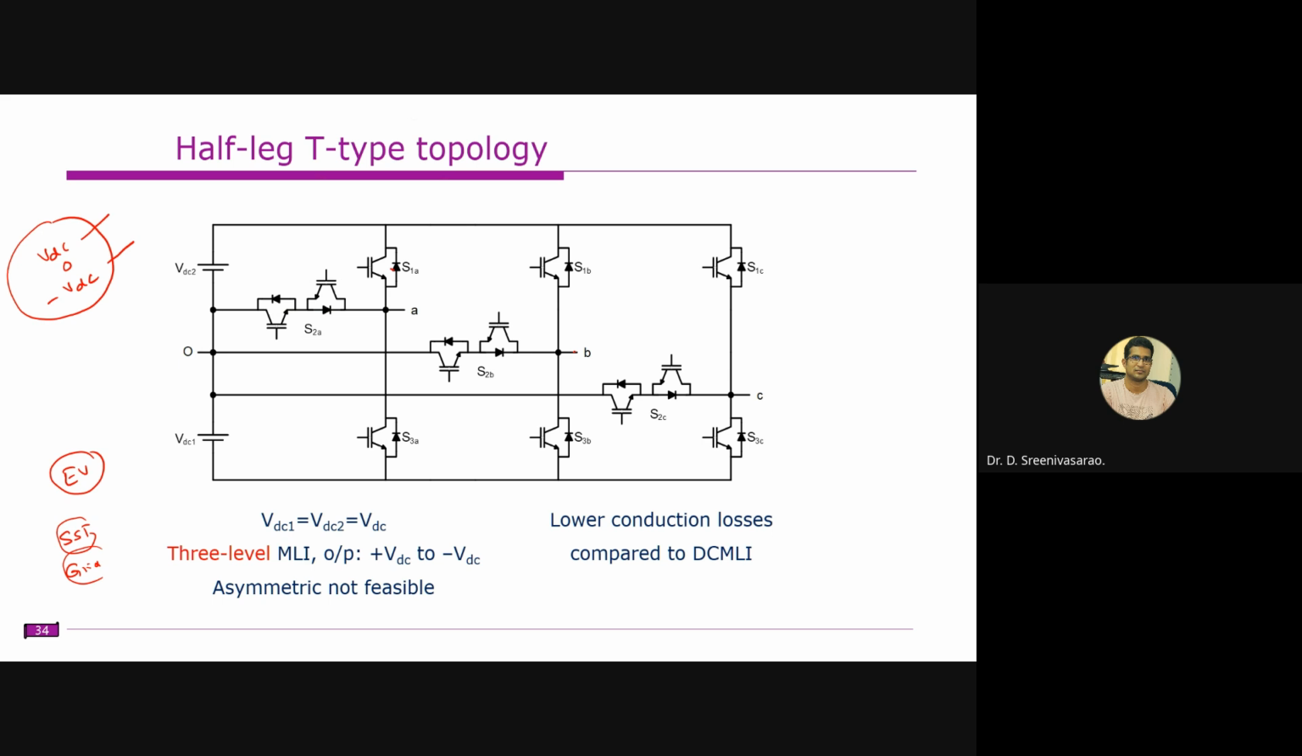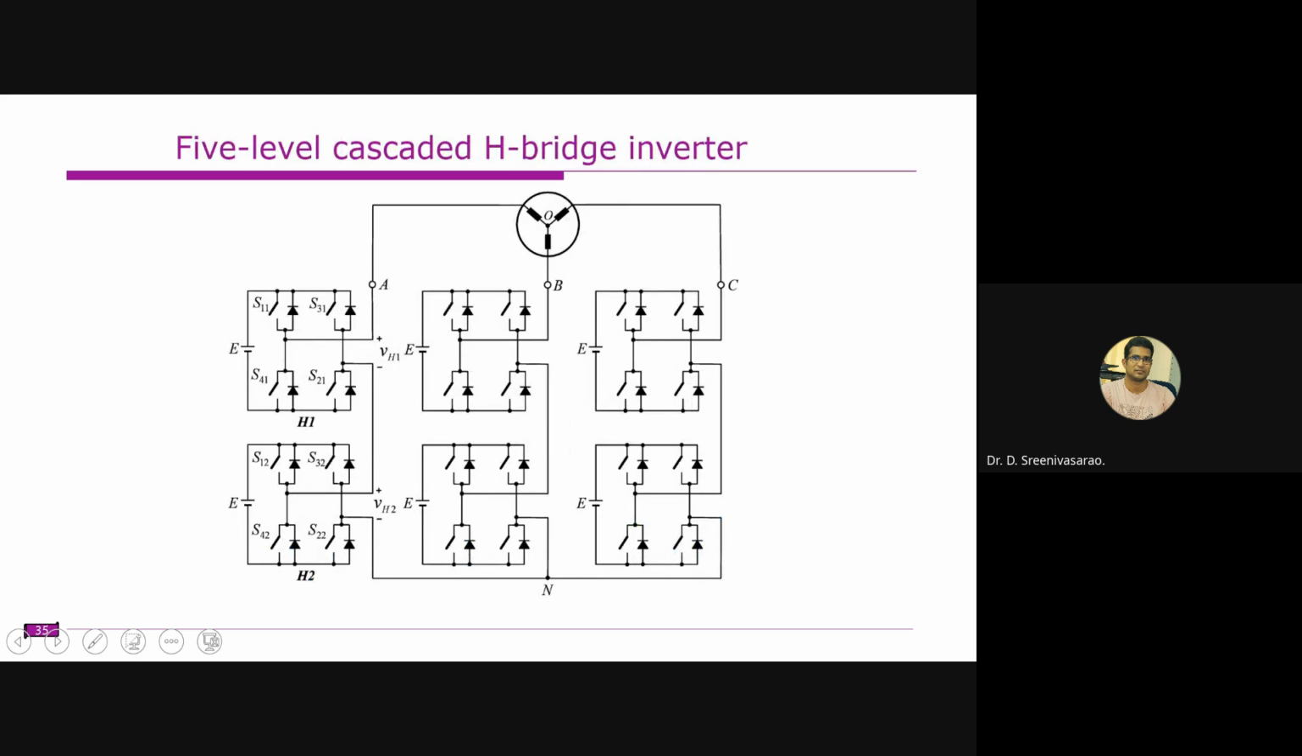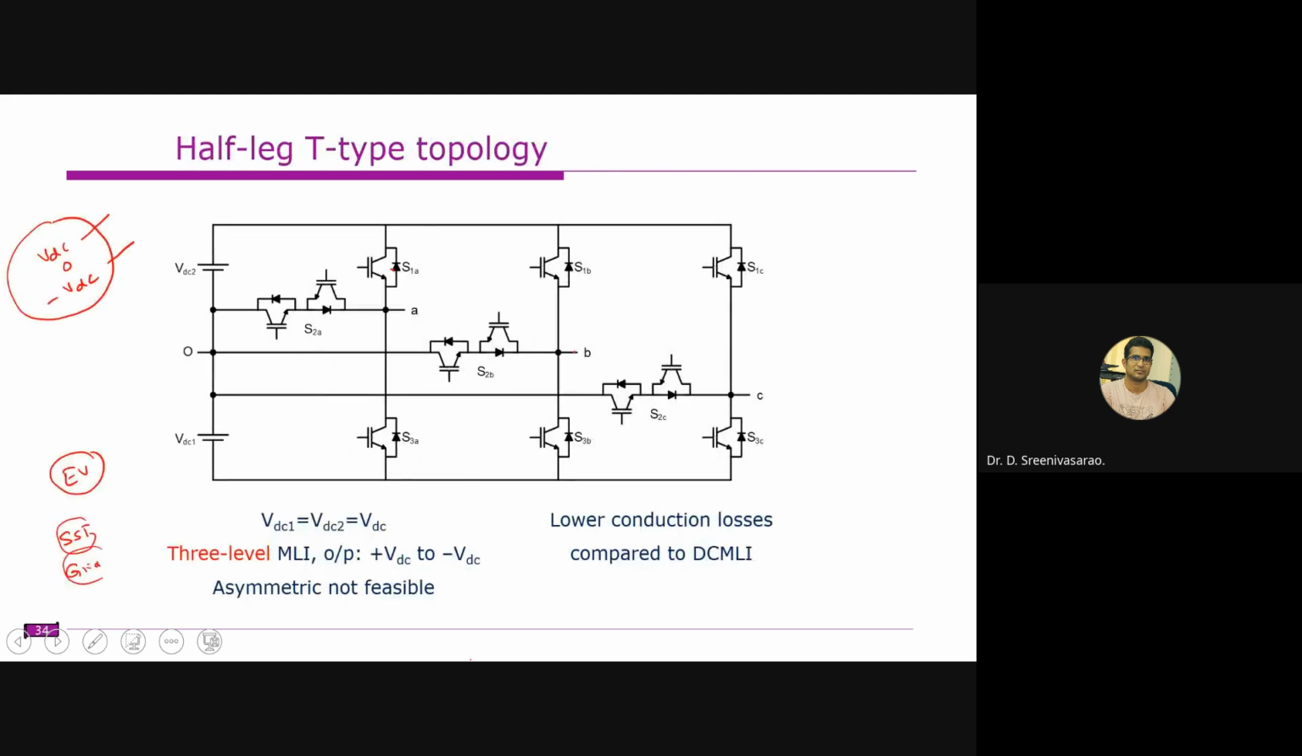Another thing is that even though there are two switches, if you observe, these two switches are connected in anti-series connection. So you require only one gate driver circuit for this circuit. Here this one is emitter, and this is also emitter. So this is a common emitter configuration.